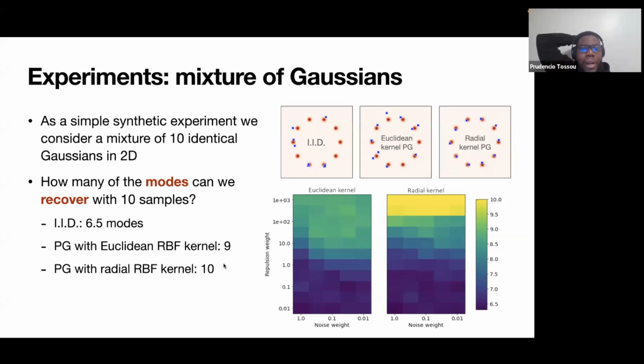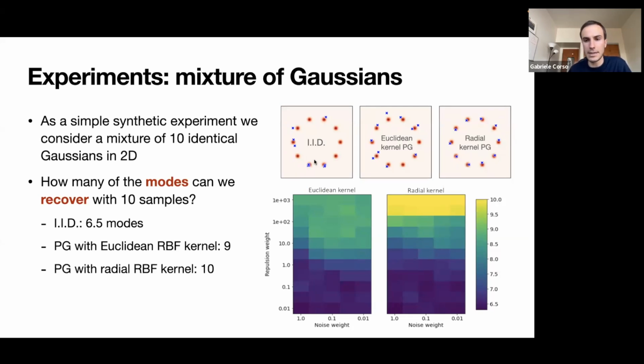Yes, Prudencio? Yes, in practice, you don't know the number of modes. And so how do you choose what kernel to use to guide the sampling? Yeah. So here, the number of modes is really the number of particles that you're sampling, and the number of particles really depends on your distribution. Here, obviously, we've set the number of particles to be equal to the number of modes, but that's not necessarily the case in practice.